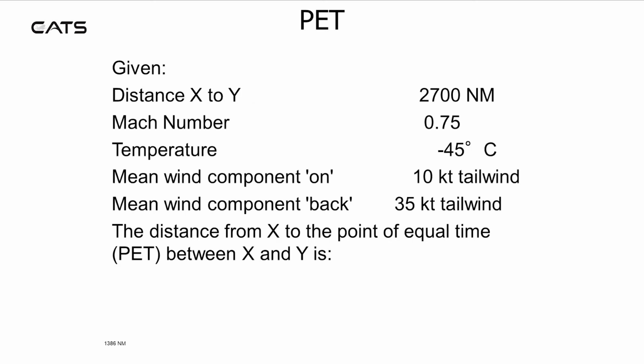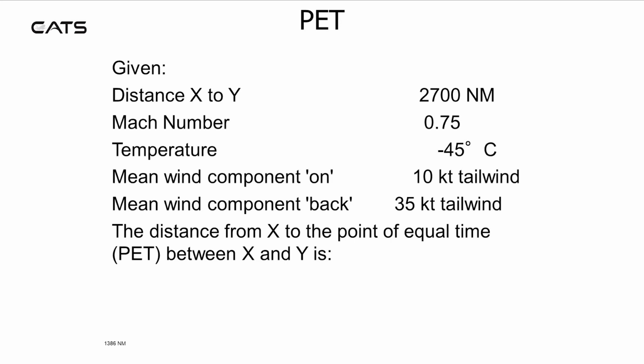Given the distance X to Y is 2,700 nautical miles, Mach number 0.75, temperature minus 45, the mean wind component on is a 10 knot tailwind, the mean wind component back is a 35 knot tailwind. What's the distance from X to the point of equal time?